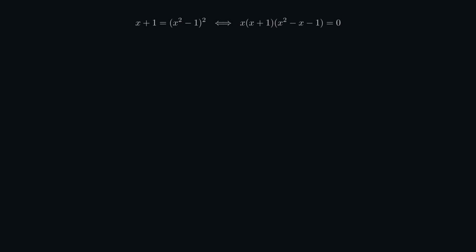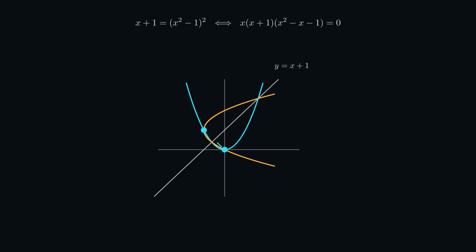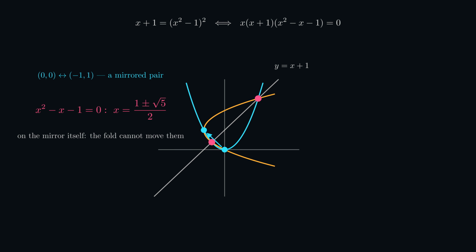Where do the parabola and its reflection cross? Substitute y equals x squared into the image. x plus 1 equals x squared minus 1 squared. Expand and collect. x to the 4th minus 2x squared minus x equals 0. It factors completely by hand. x times x plus 1 times x squared minus x minus 1. 4 real roots, 4 crossings.